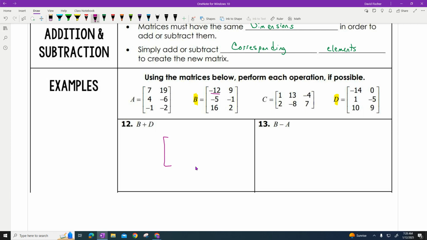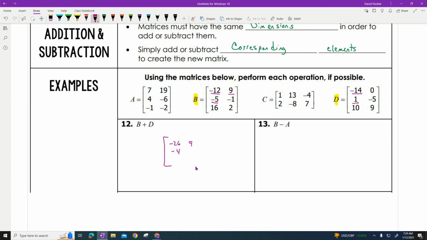Row 1, column 1 gets added to this. A negative 12 and a negative 14 is a negative 26. And when I record my answer, I put it in the same location. Row 1, column 1. Now you can do them in any order you want. You could go down and do this negative 5 plus 1, which I know is a negative 4. There's that 4 again. He always looks like a 9 in digital ink. But you could go over here and do this guy. 9 plus 0 is still 9. But he goes in that location right there.